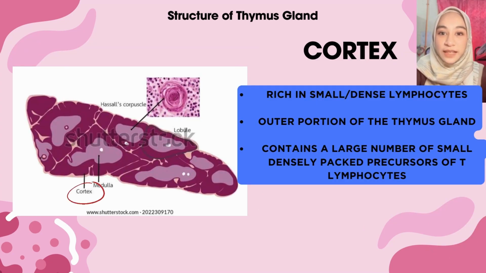Cortex. The cortex of the thymus gland is the outer portion, rich in small and dense lymphocytes. This region contains a large number of small, densely packed precursors of T lymphocytes undergoing maturation. The process in the cortex is vital for the development of functional T cells, contributing to the immune system's ability to recognize and respond to pathogens.